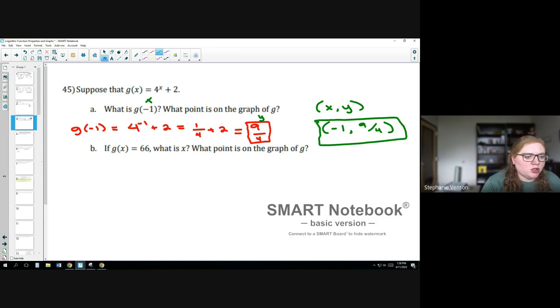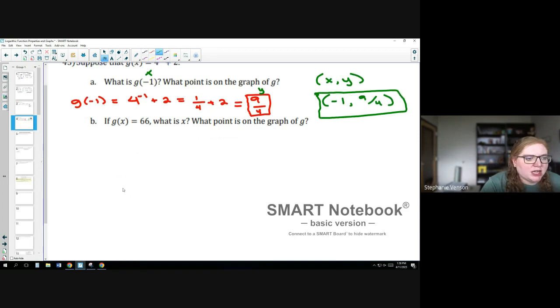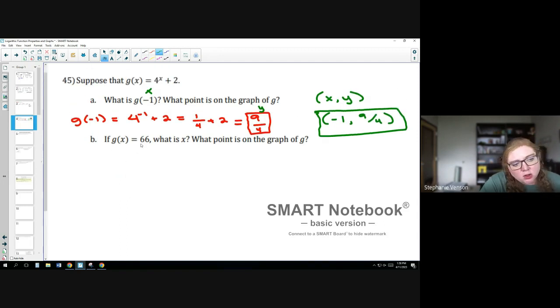All right, now let's take a look at part B. It says, if g of x is equal to 66, what is x? So they're saying here, if the y value is 66, what is x? And then, of course, we'll be able to make a point from that again because we'll have both an x value and a y value. Now, they didn't ask us to find g of 66, so we're not plugging 66 in. They asked us to find x if g of x is equal to 66.